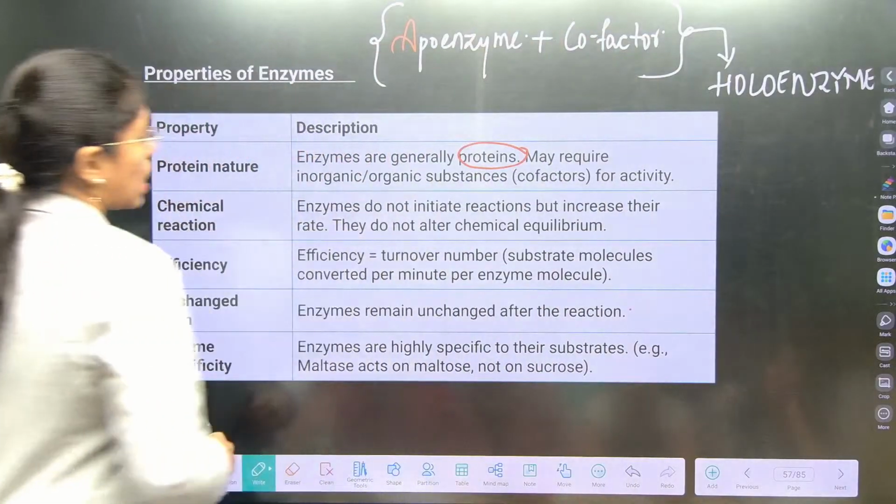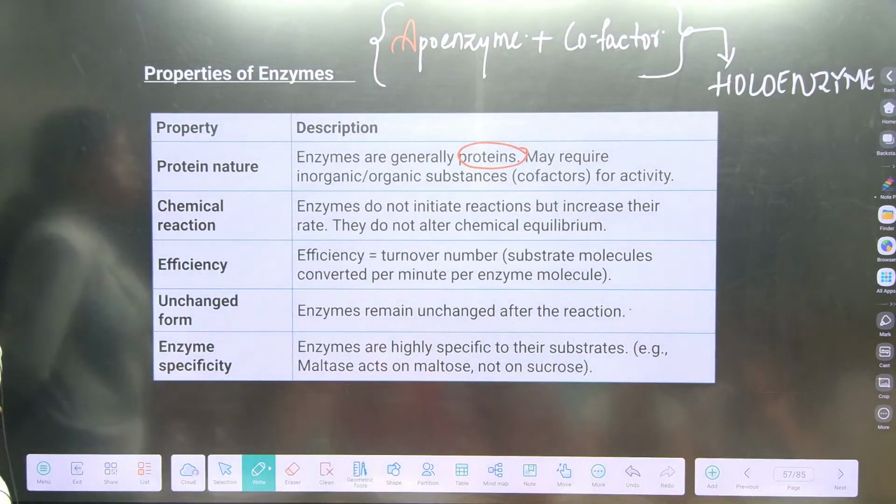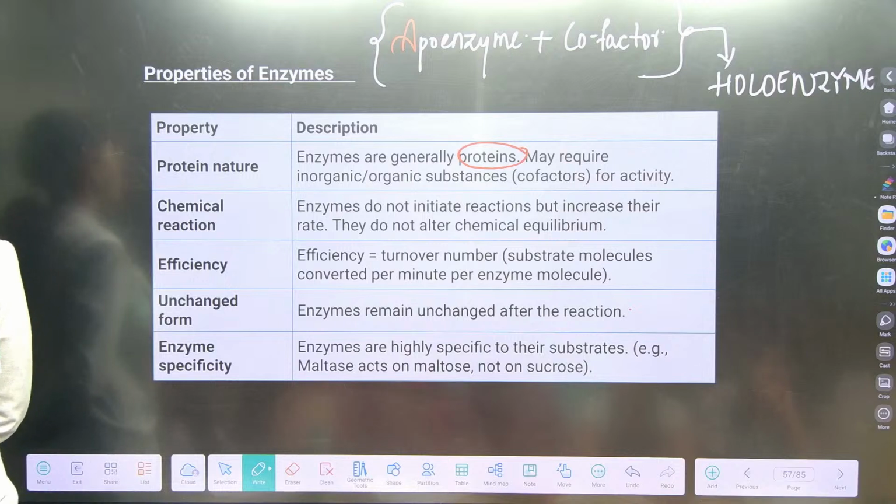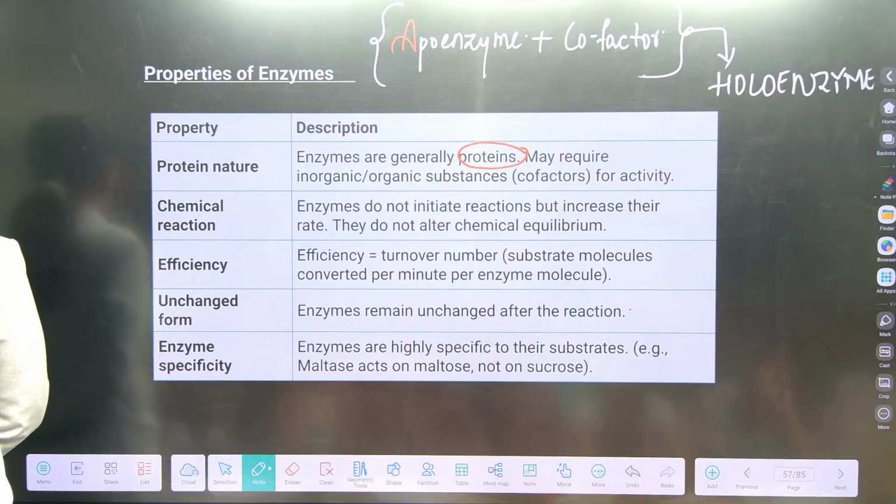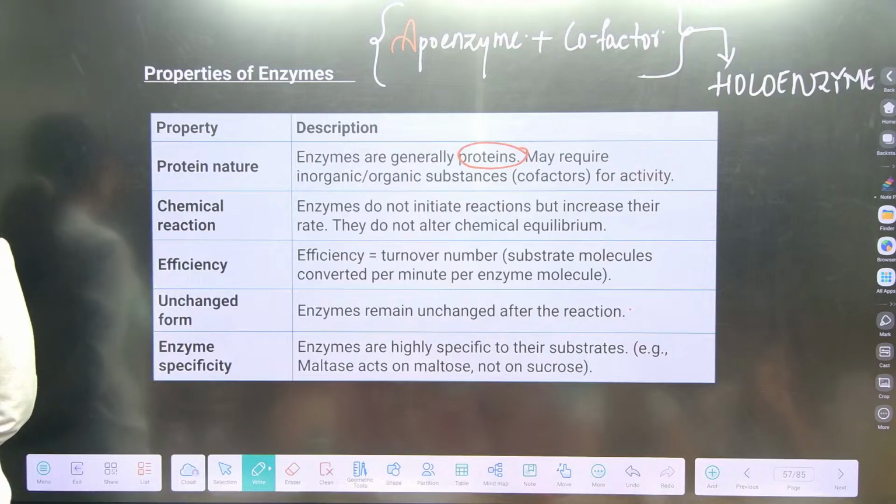Chemical reactions, enzymes do not initiate the reactions but they increase the rate of reaction. Very important in your statement based questions. Enzymes will not initiate the reaction but they will increase the rate of reaction.